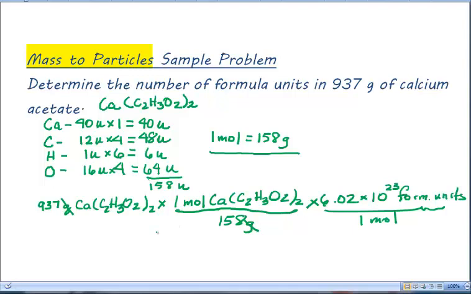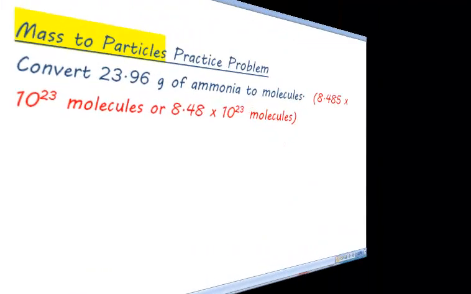Do my math. I find out my calculator says the answer is 3.57 times 10 to the 24th, which is a huge number, 10 to the 24th formula units of calcium acetate. And that's it. Simply done, 2 steps. Remember, the middle step is always convert to moles.